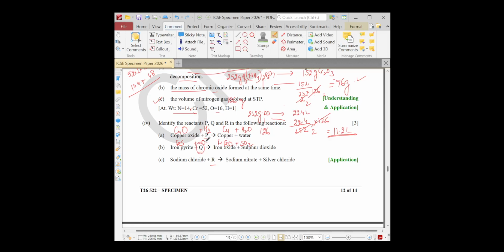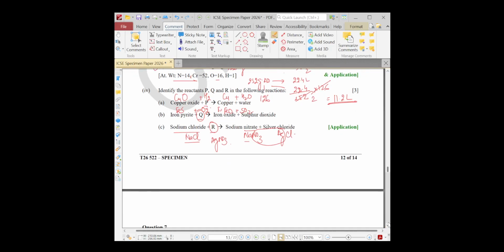So Q should be oxygen. Then sodium chloride combines with R, and you get sodium nitrate, NaNO3, and AgCl. So NaCl, and over here, what is R? R is AgNO3. So simple, right? The question is very simple and we have solved it. Okay, so happy learning.